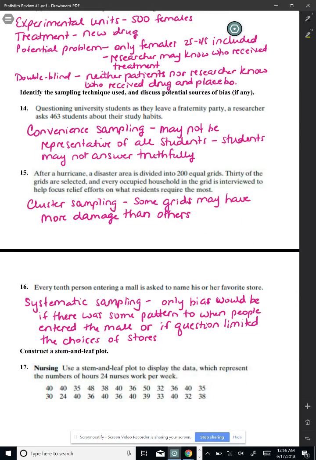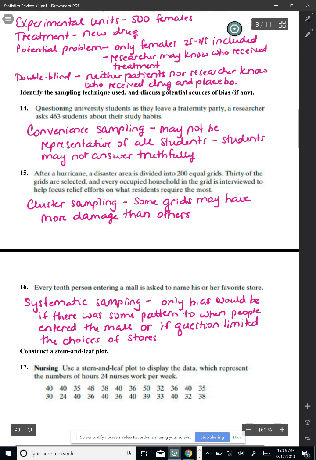Next is the sampling techniques, and there were several sampling techniques listed in section 1.3. So this is 3 of the examples, but you would need to go back and look in section 1.3 and look at all the different sampling techniques. I just included 3 here on the review.